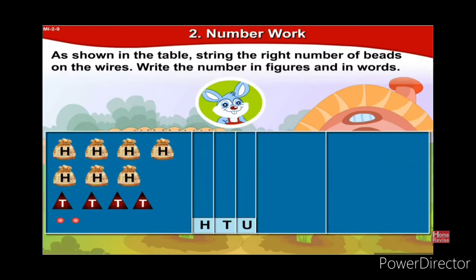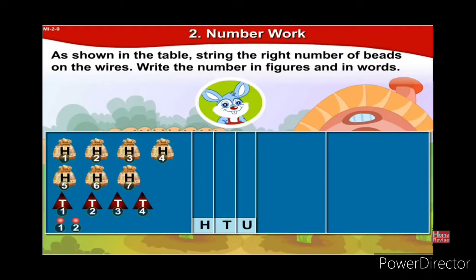Now let us see the next picture. Let us count the hundreds first. 1, 2, 3, 4, 5, 6, 7. 7 hundreds. Tens. 1, 2, 3, 4. 4 tens and 2 extra beads, that is 2 ones.